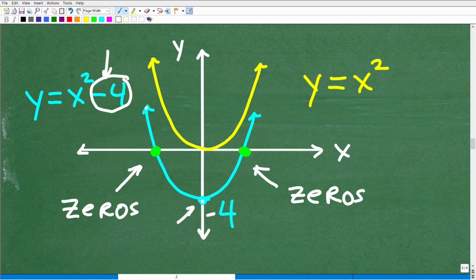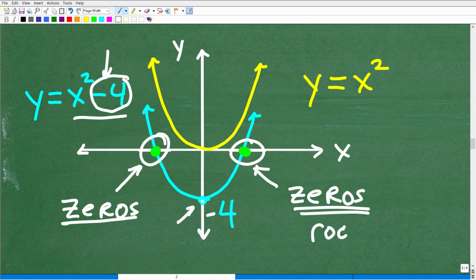In this case, you can see that this parabola will cross through the x-axis. So these are the solutions to this particular equation. And these x-intercepts are also known as zeros. You'll hear the words roots or solutions. So zeros, roots, solutions, x-intercepts, we're all referring to these points here.